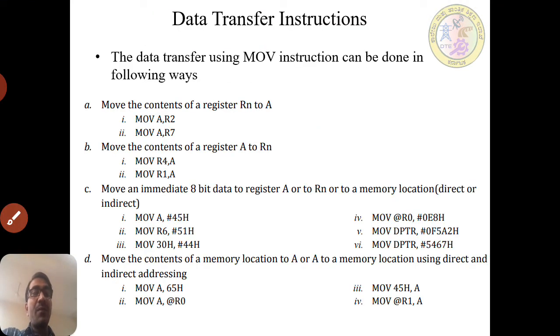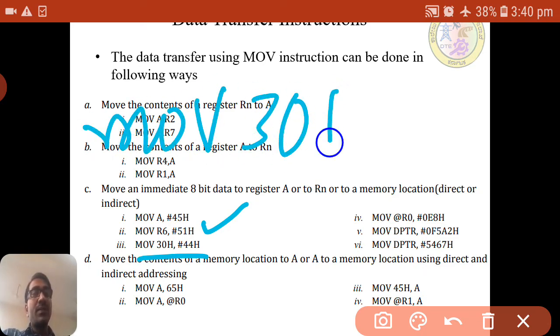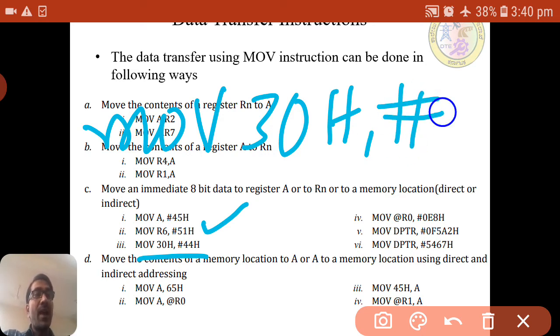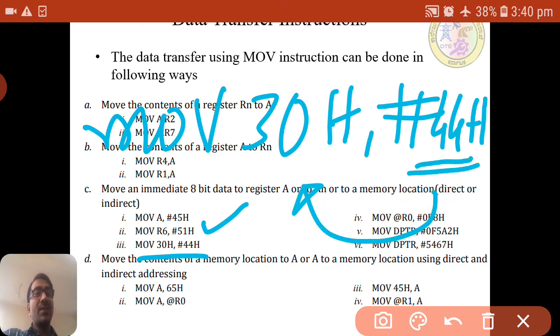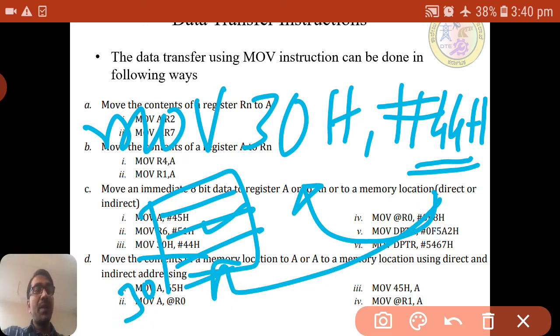Similarly, in the second instruction, the 51 value will move to the R6 register, and the third one we have written is MOV 30h comma hash 44h. In that case the 44 value will move to the address. If you have not used hash, it acts as an address, so the value 44 will move to the 30h memory location. Here the address is 30.